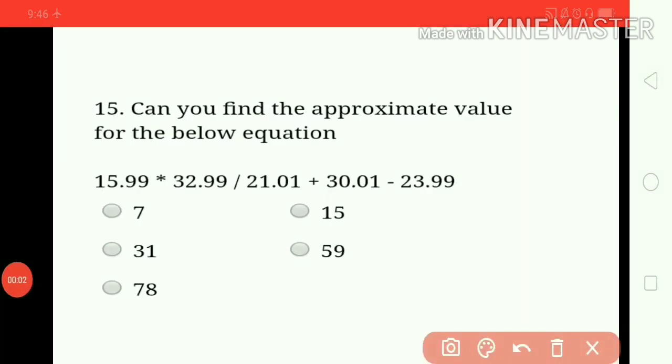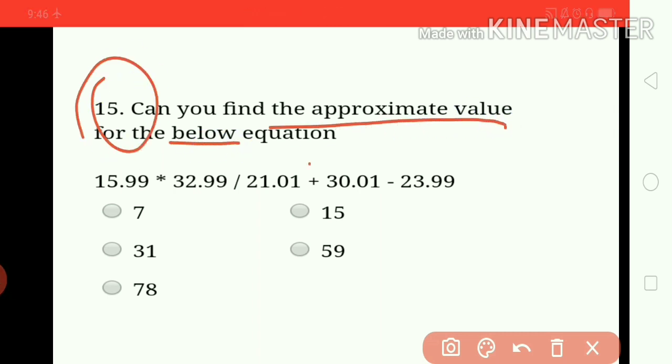Now question number 15. We have to find the approximate value of the given expression. To find the approximate value, we should do the rounding off first. See here, 15.99 is more than 15.50, so we will take 16 here, multiplied by 32.99, which is more than 32.50, so we will take 33 here, and it is divided by 21.01.